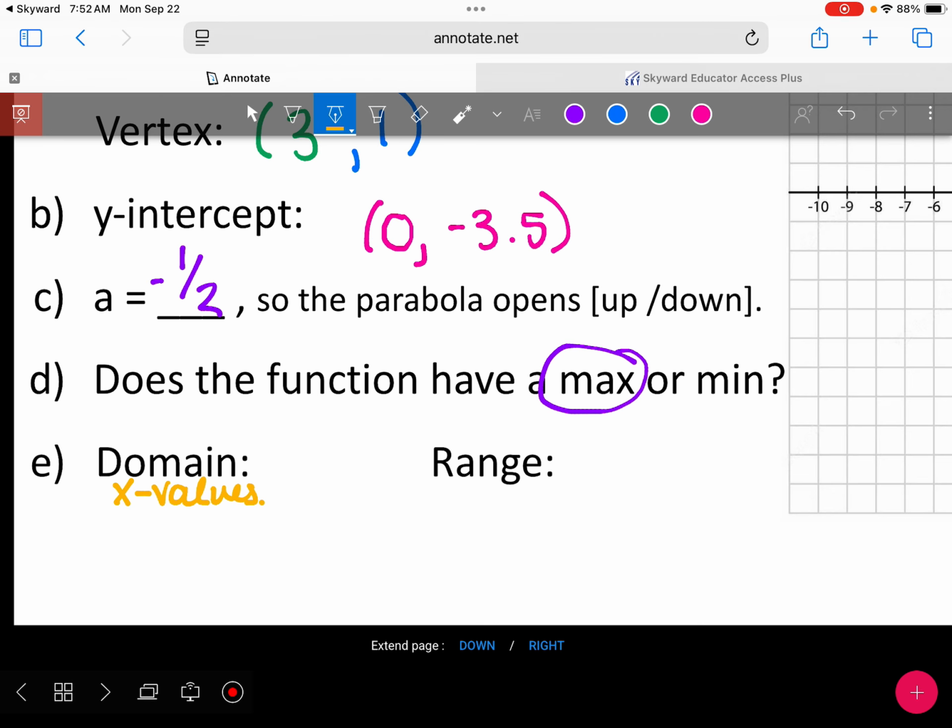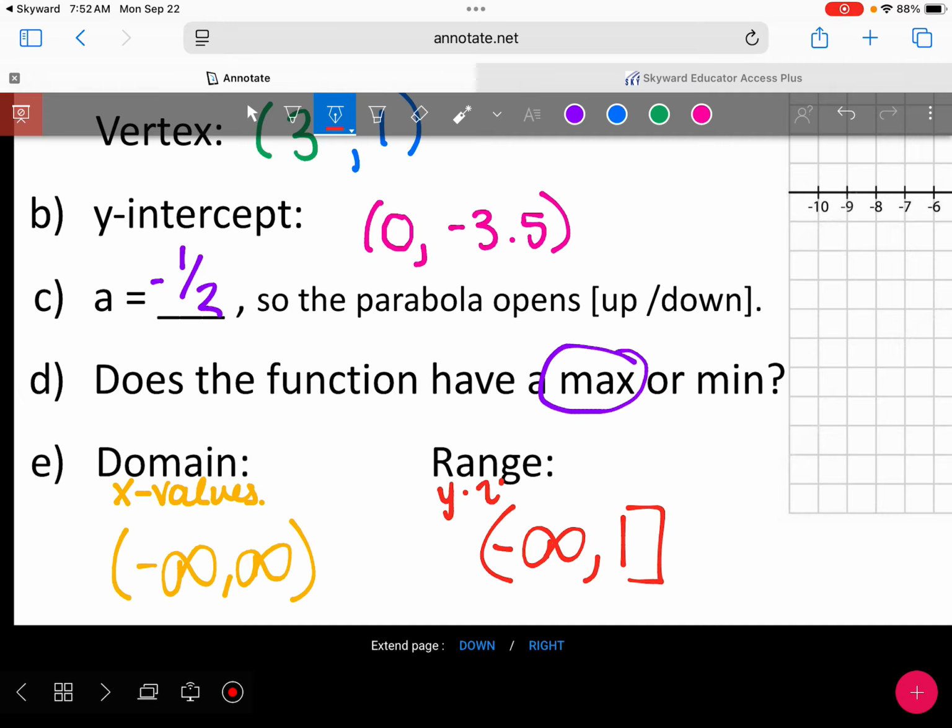Remember, our domain has everything to do with our x values, how far left, how far right. What's our domain? Negative infinity to positive infinity. What's our range? Negative infinity to the 1. Yes. That's our y values.